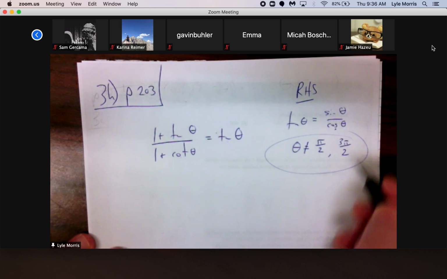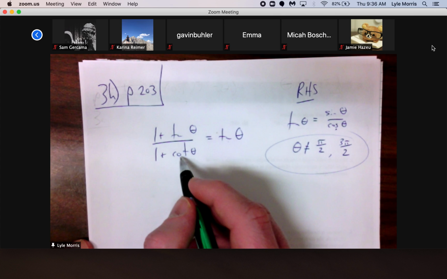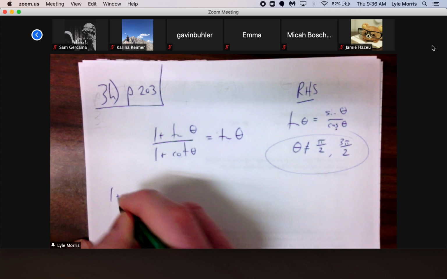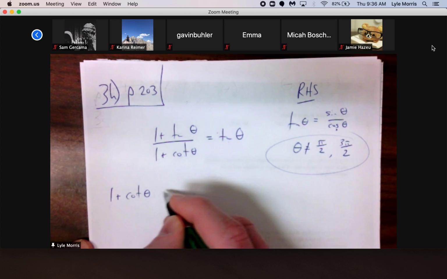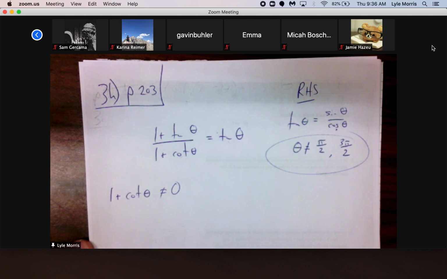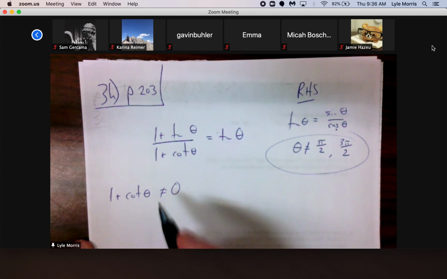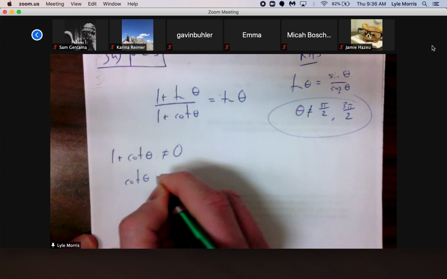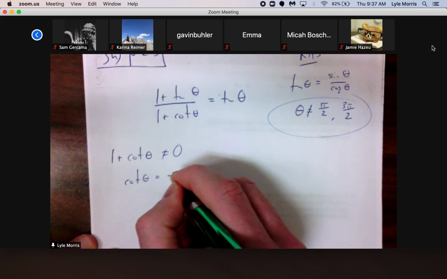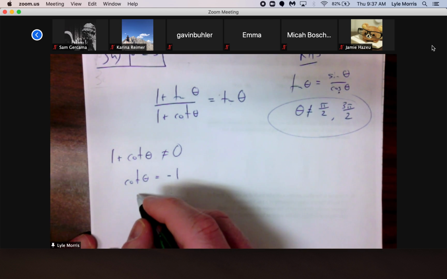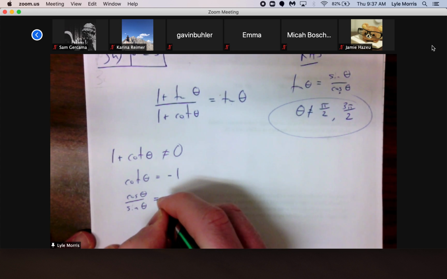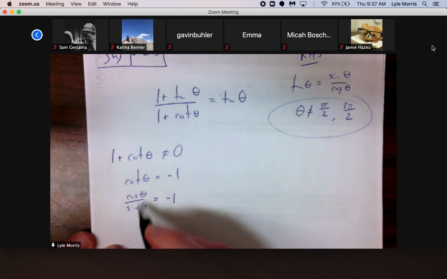I'll just circle that because that's one spot. Now let's look at this cotan of theta. It's tricky because it's cotan of theta, but it's also the 1. Because 1 plus cotan of theta is the denominator, that can't equal 0. So wherever it does equal 0 is a problem. To figure that out, we can say cotan of theta equals negative 1. Cotan of theta is cos of theta over sine of theta. So where does this equal negative 1?